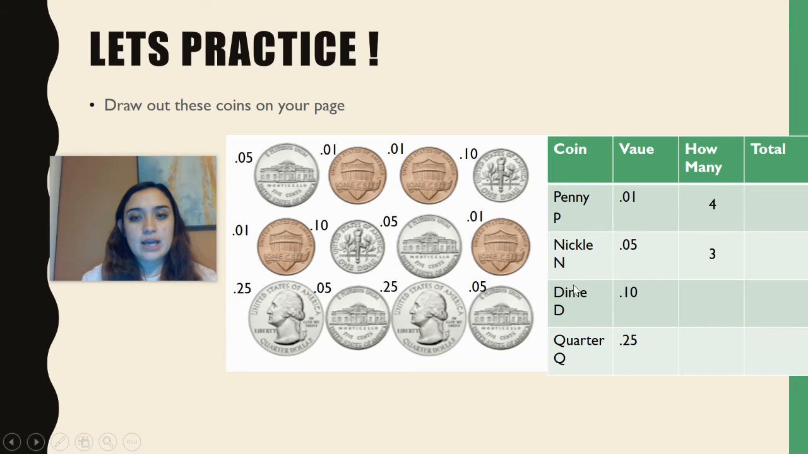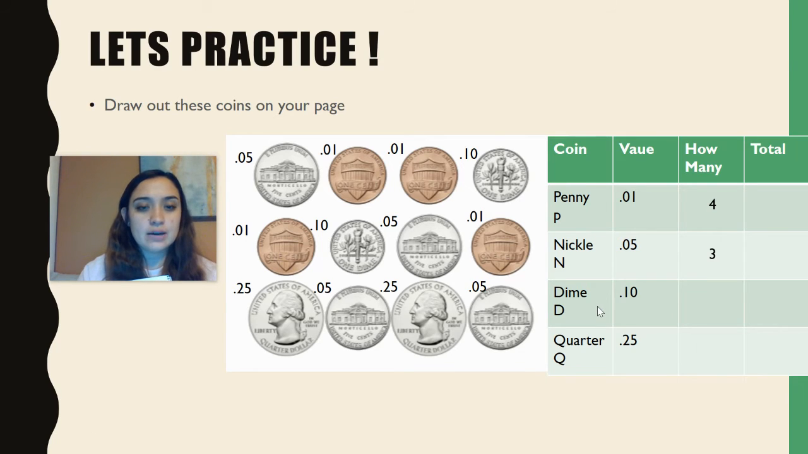Now let's move on to dimes. Remember, dimes are our littlest coin. How many do we have of those on the page? Show Miss Acosta in the camera with your finger or fingers. Yes, we have 2 dimes. 1, 2. Now show her with your fingers again. How many quarters do we have on the page? Show her with your fingers. What do you think? How many are there?